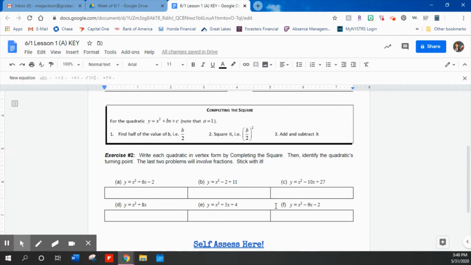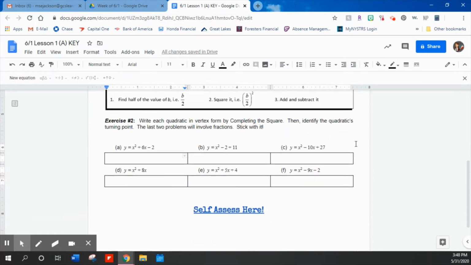So as a reminder, completing the square is getting a quadratic that's in standard form into vertex form. So your first step is to find half of the b value. Then we square that, and we add it and subtract it, and then we factor it from there. So it says write each quadratic in vertex form by completing the square. Then identify the quadratic's turning point, or vertex. The last two problems will involve fractions. Stick with it, don't give up.